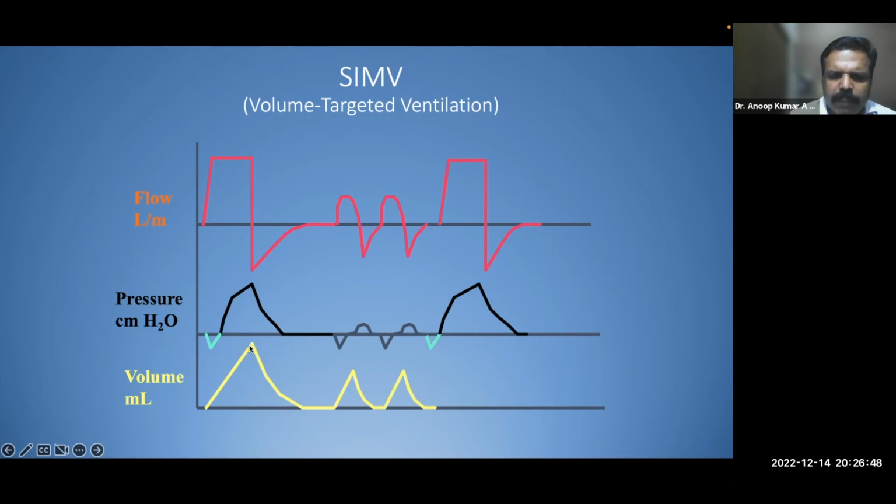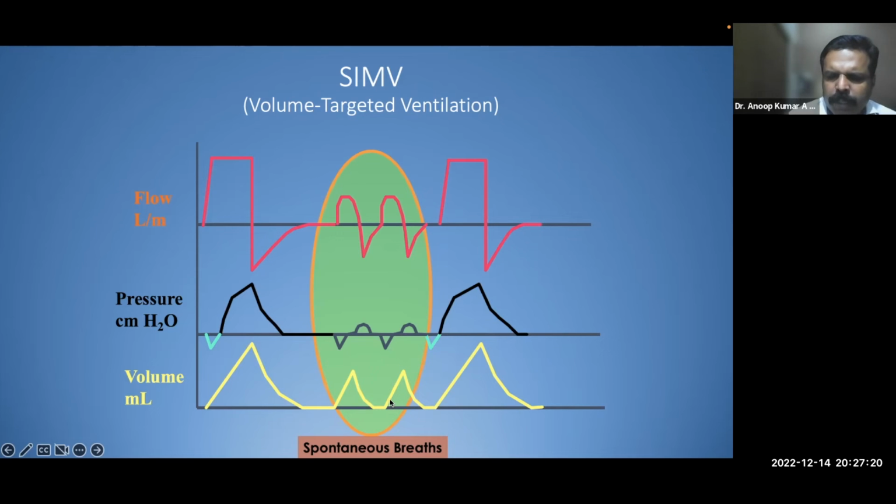Suppose you have kept a tidal volume of, say, 500 ml. So this 500 ml is the machine triggered breath. In the window, the patient is taking a spontaneous breath, but the patient may be generating only 100, 150, or even 200 or 50, depending on the patient effort. Then why was SIMV introduced? When SIMV was introduced, the concept was you give a machine breath, and in between, the patient is allowed to take his or her own breath.